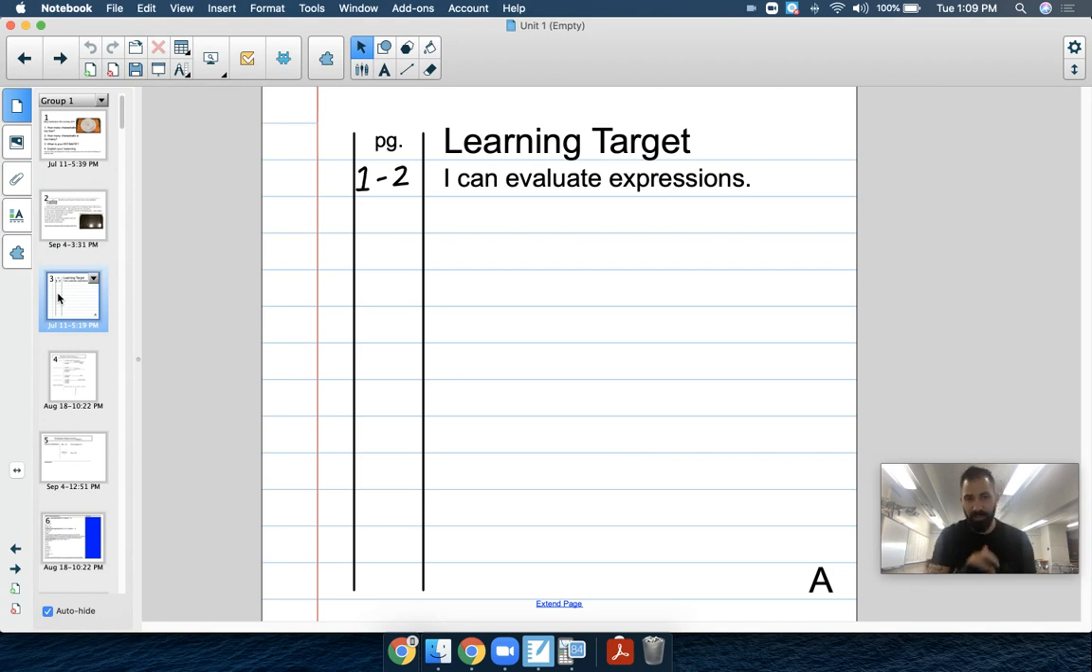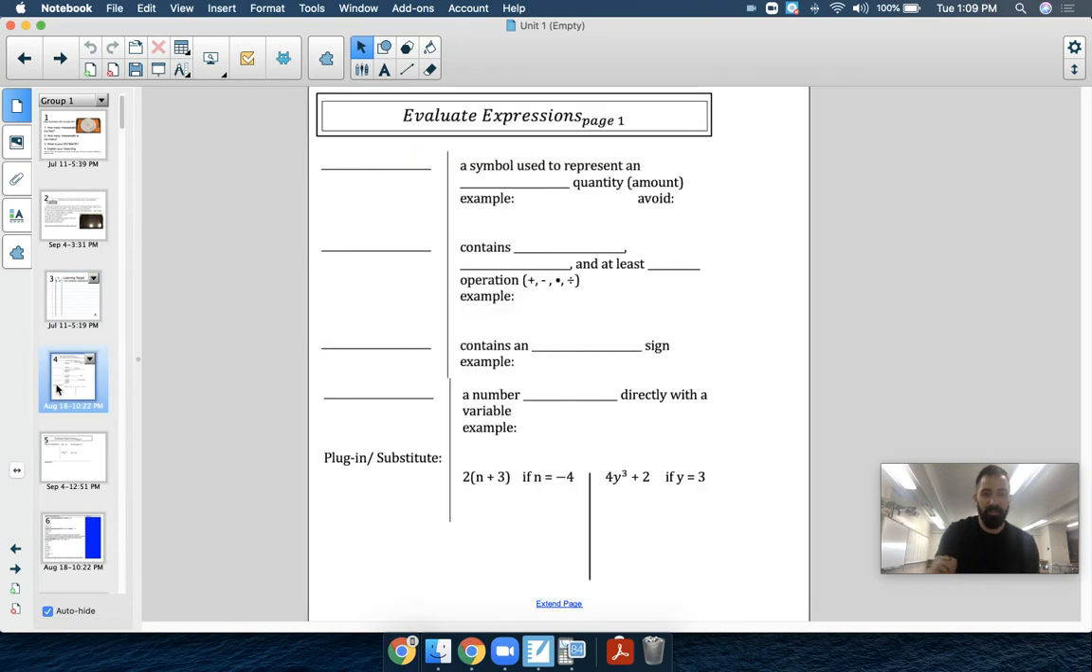Our lesson for today is that I can evaluate expressions. We're talking about expressions. We're going to define a couple terms for the unit, and that should be a pretty quick lesson. Unit 1, Lesson 1.